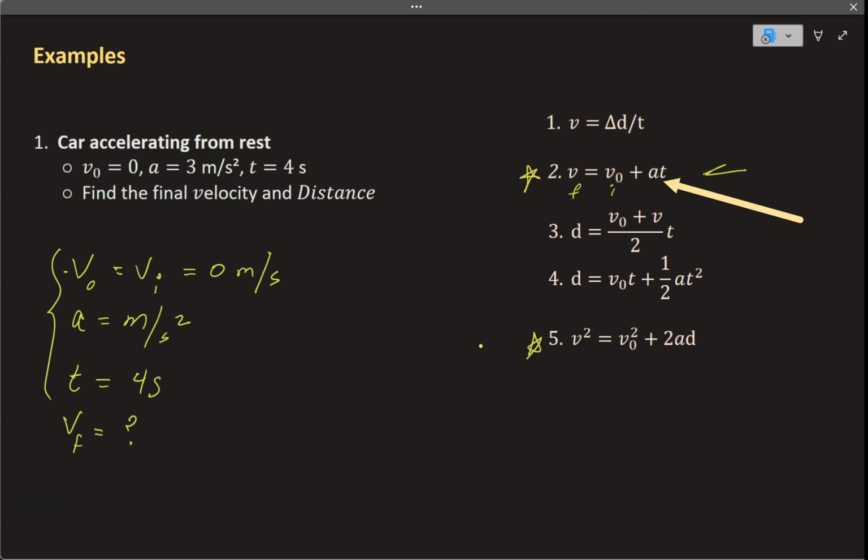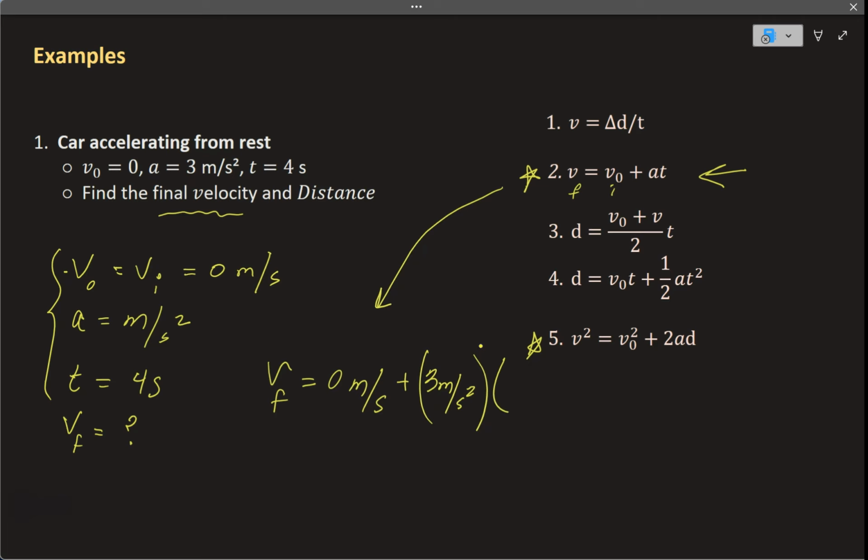Well, this one, because we don't have the distance in here. It's not given to us. Just time has been given to us. So we're going to go ahead, and the question is to find the final velocity first. So let's find the final velocity based on equation number 2. Final velocity v final equals v initial, which is 0 meters per second, plus a, which is 3 meters per second squared, times the time, which is 4 seconds. So our v final will be 12 meters per second. Very good.